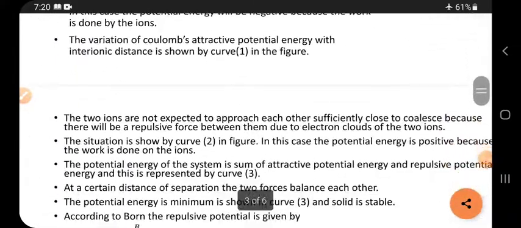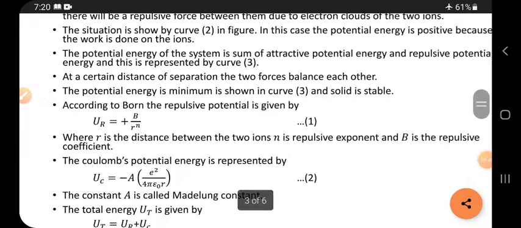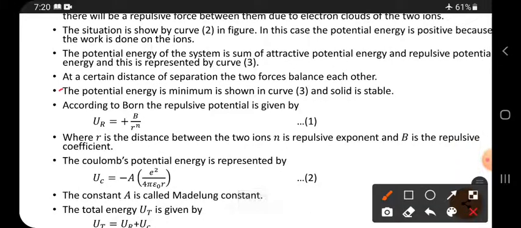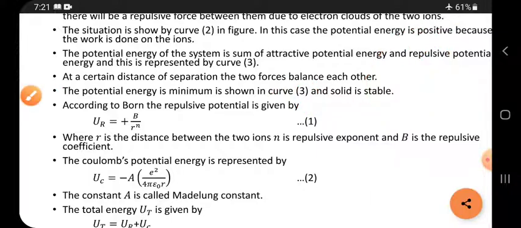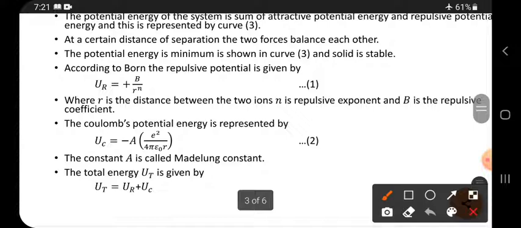And next, the potential energy is shown in curve 3, and the solid is stable. Why is the potential energy minimum? Where the attraction and repulsion forces balance, their potential energy is minimum. So the third curve is shown by the sum of attraction and repulsion potential energies. Now I'm going to calculate the lattice energy equation.